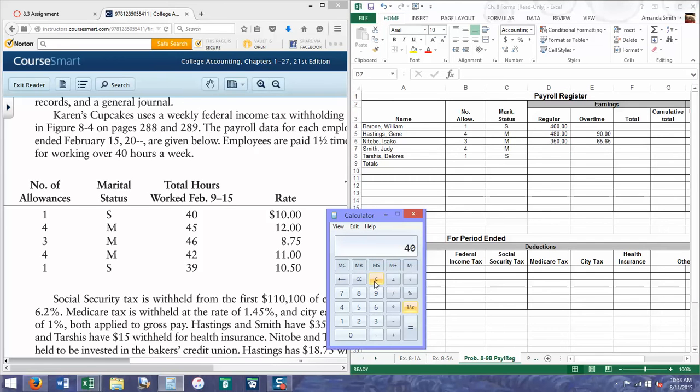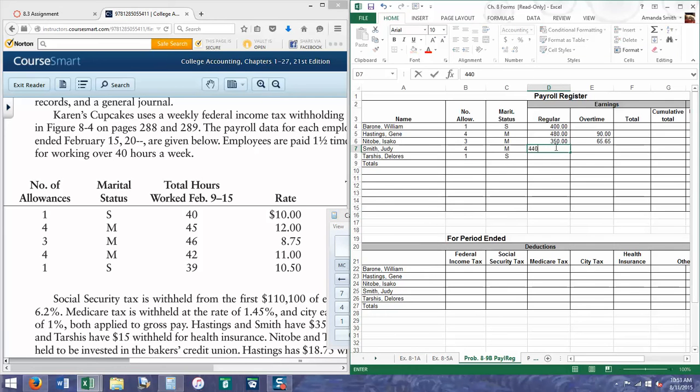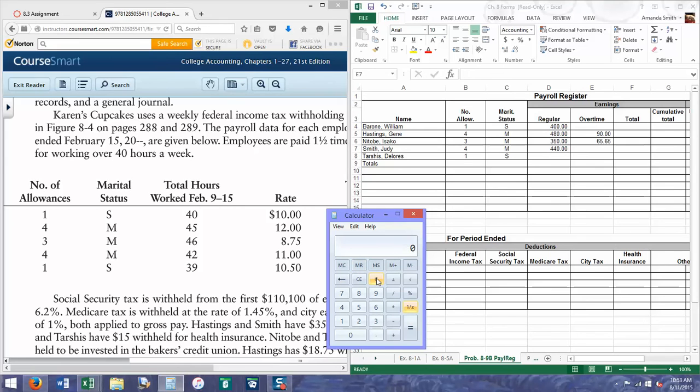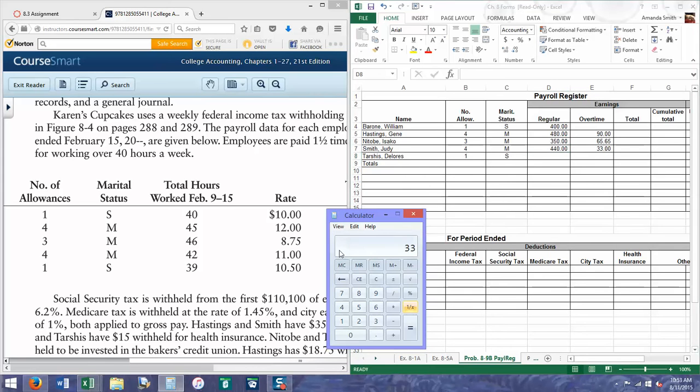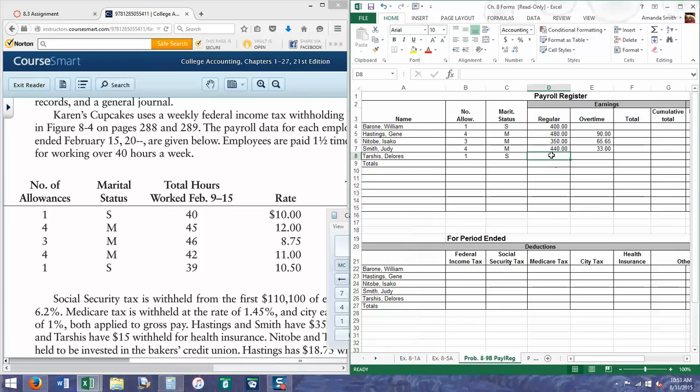The next one is 40 hours times $11 an hour gives us $440. She worked 2 hours over, so we have 11 times 1.5 gives us $16.50 per hour for overtime, times 2 hours gives us $33 overtime. The last employee worked 39 hours at $10.50 an hour. So that's $409.50.